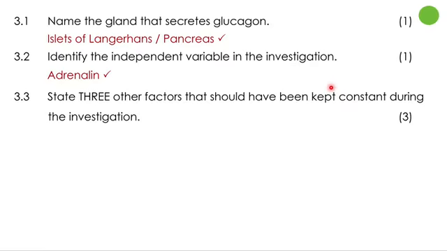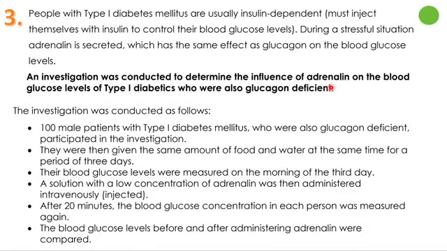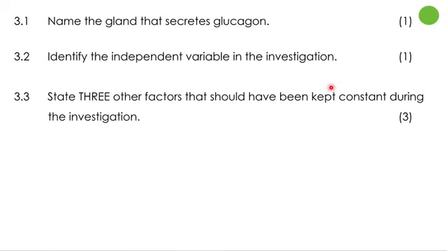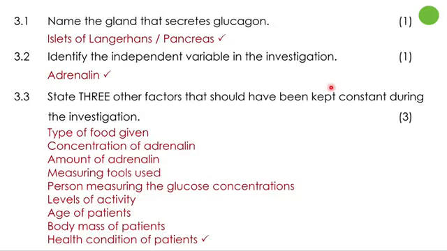State 3 other factors that should have been kept constant during the investigation. 3 other factors, and that is where a lot of you make a reading error. If they ask for 3 other factors, it means that it cannot be factors that are already listed here. It must be something else that is not listed here. So I cannot say use the same amount of male patients because it's already listed there. So I have to think of 3 other things that have to be kept constant.